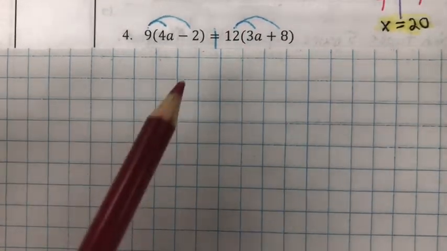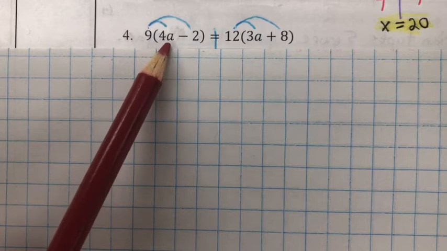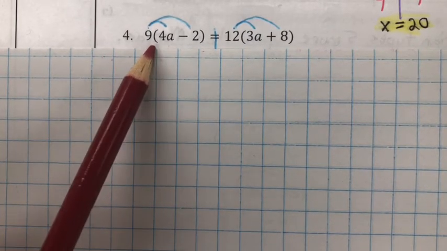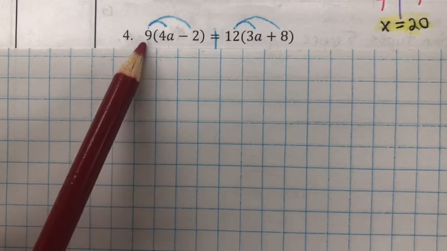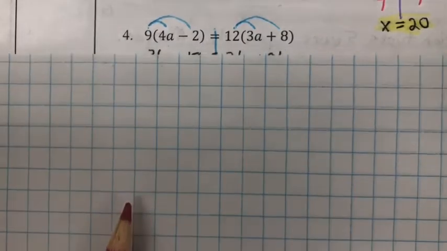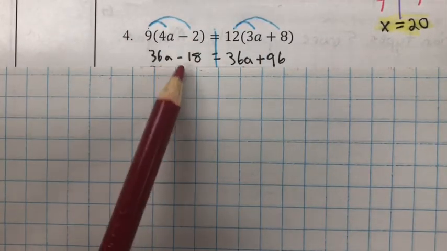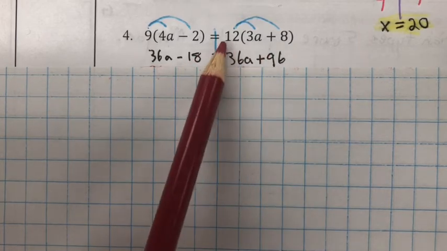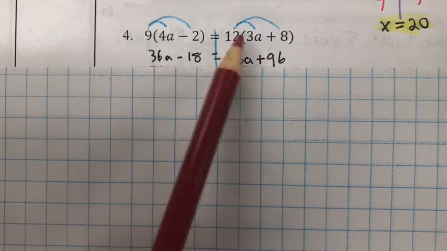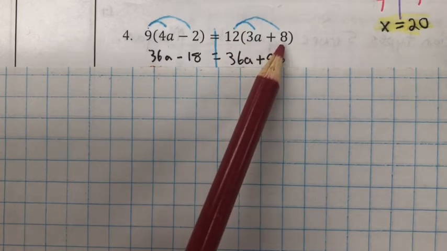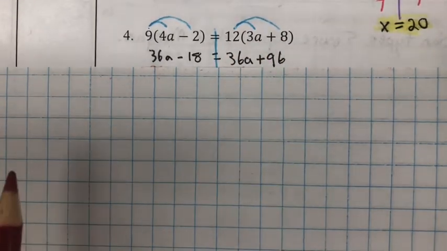For number 4, in order to solve for the variable a, we need to simplify. And first we're going to use the distributive property. So we're going to distribute this 9. 9 multiplied by 4a is 36a. 9 multiplied by negative 2 is negative 18. Now the right side of the equation, 12 multiplied by 3a is 36a. 12 multiplied by 8 is 96.